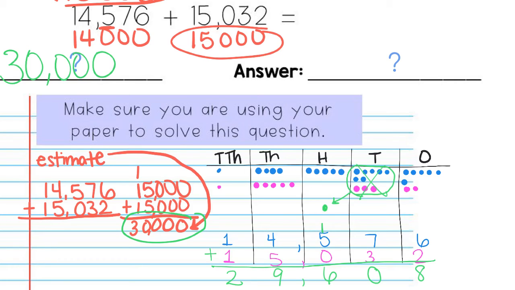29,608. Before we can write that as our answer, we have to know, was that close to our estimate of 30,000? Yeah, 29,600 is very close to 30,000. So give yourself a star and we'll write our actual answer, 29,608.